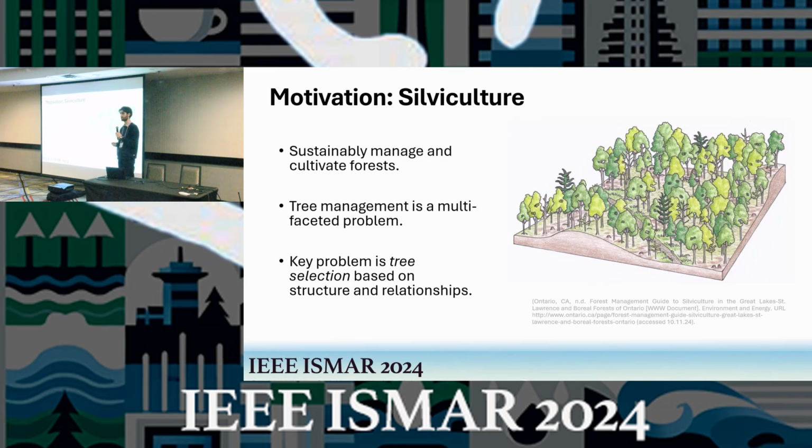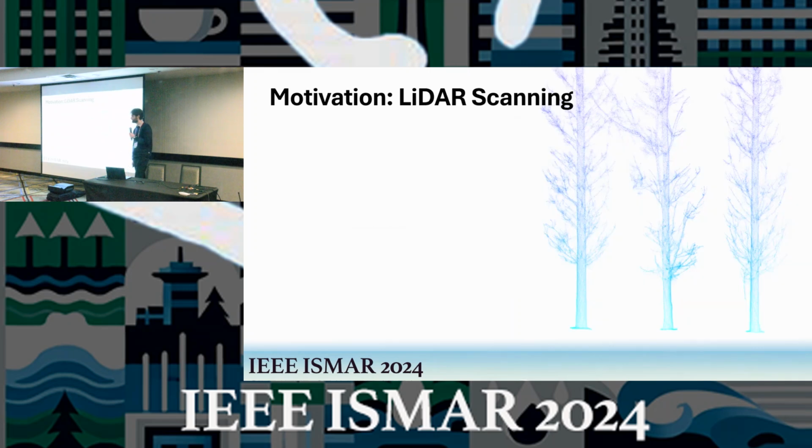So processes like tree selection, the process wherein trees are selected as candidates for removal in order to keep the forest population at a sustainable level, is a difficult problem to attack without a complete picture of the forest. There are different methodologies for getting a complete picture of the forest. One that's become more popular in the last couple of decades is LiDAR scanning.